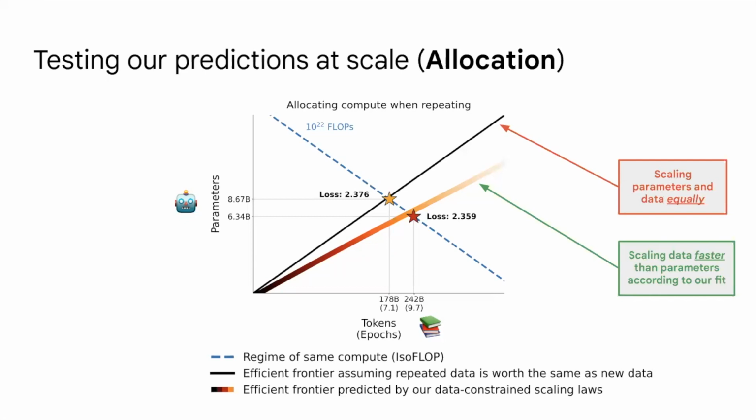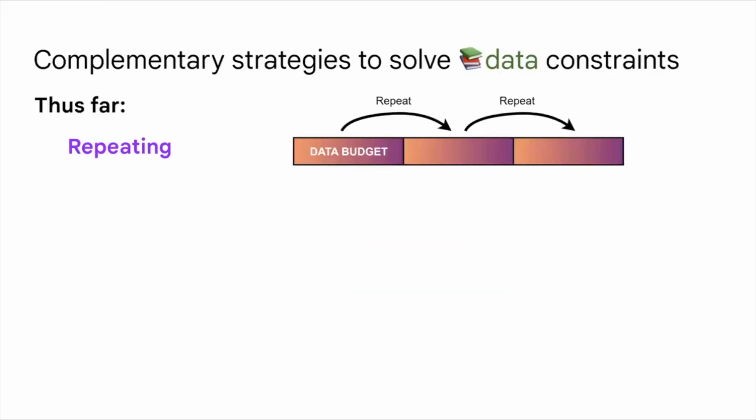So what this slide really tells you is, if you have a certain unique data budget and a certain compute budget, then how should I spend it? And it turns out you want to spend slightly more on repetitions rather than excess parameters. Yeah. So going to 9.7. All right, so that was repeating.